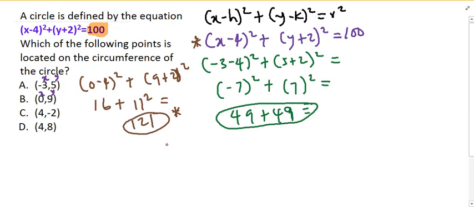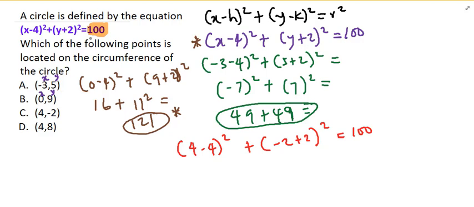So let's try 4 and negative 2. Sorry, it's taking time, but just have to hang on. So using this formula again, 4 minus 4 all squared plus, what is our y, minus 2 plus 2 all squared is equal to 100. Can that work? Because 4 minus 4 squared is 0, minus 2 plus 2 is 0, so that's still not working.